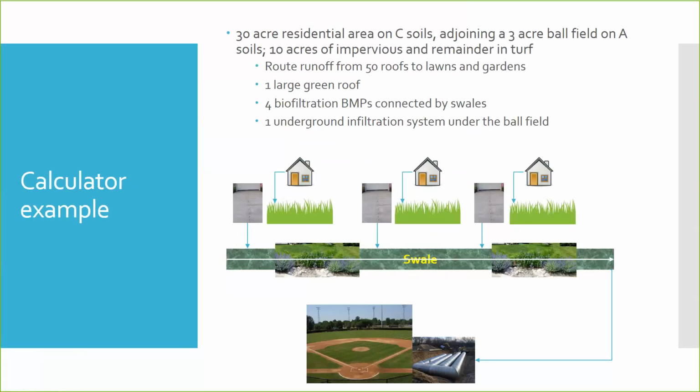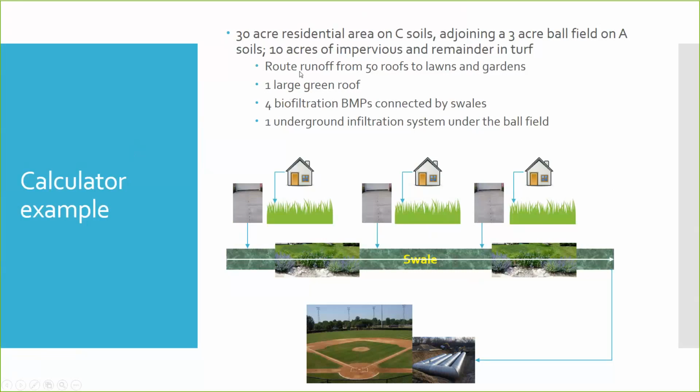So for our example, we're going to assume we have a 30-acre residential area on C soils adjoining a 3-acre ball field shown here, which is on A soils. We have 10 acres of impervious, and the remainder of the 30 acres is in turf. The 3 acres is also going to be in turf.